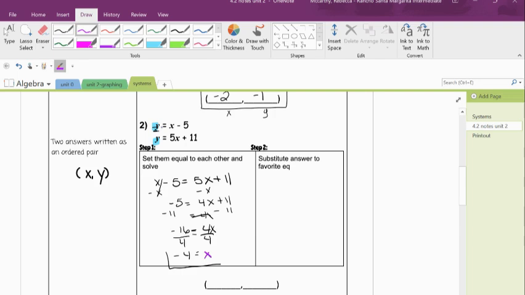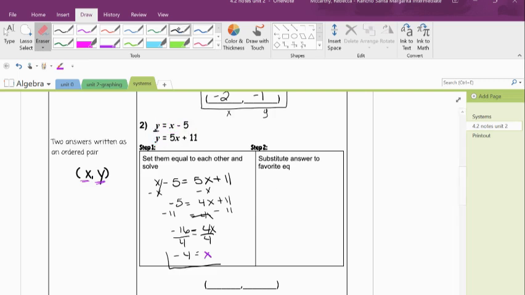And again, I have two variables. I need my x answer and my y answer. So now I'm going to substitute my answer into my favorite equation. It doesn't matter which one I choose. And I'm going to choose the easy one because that makes sense to me.